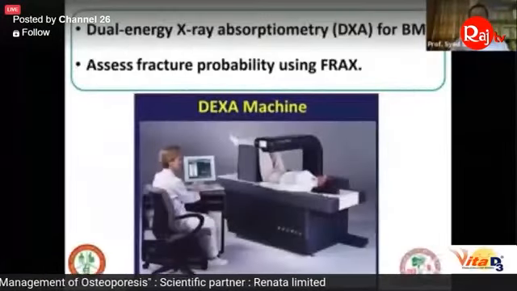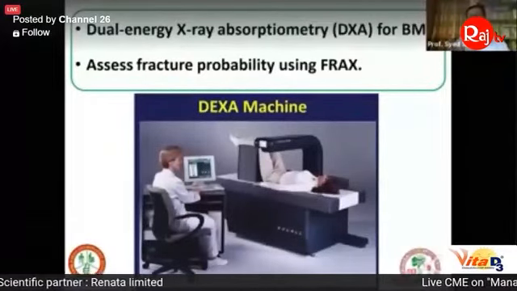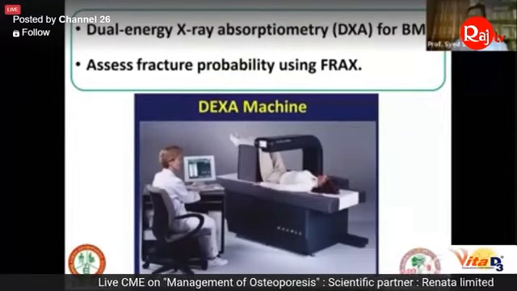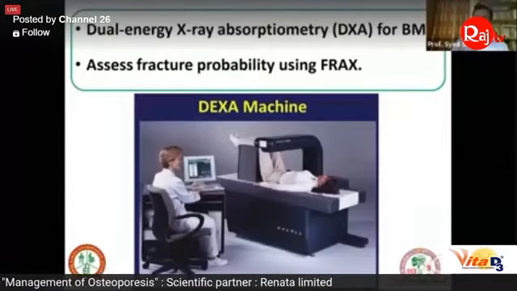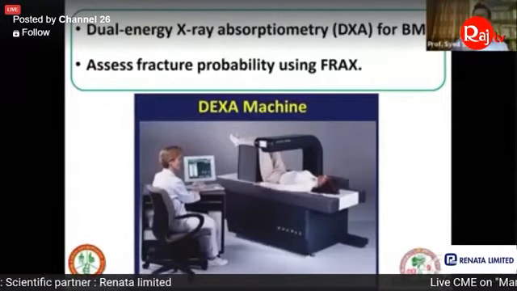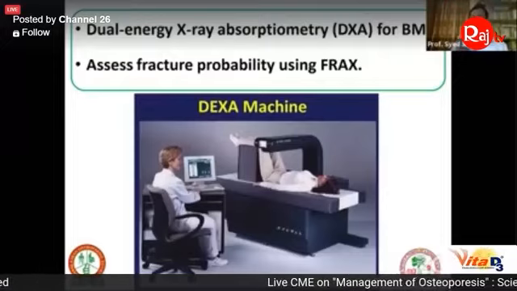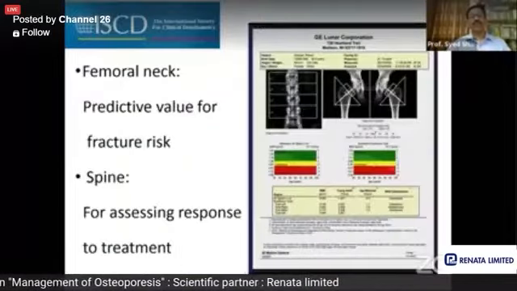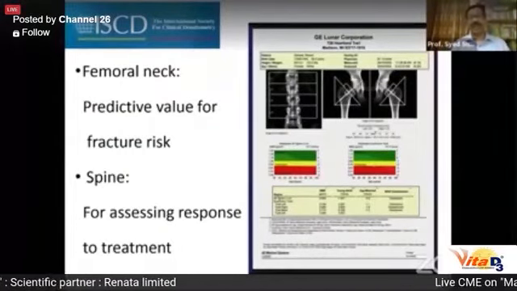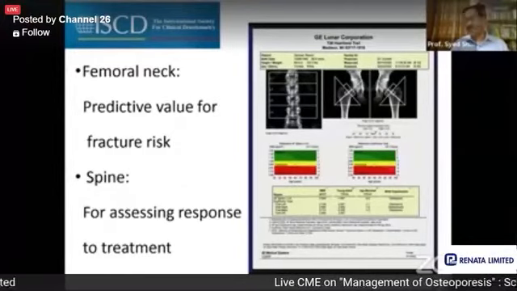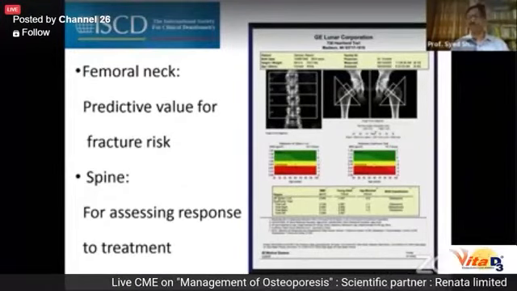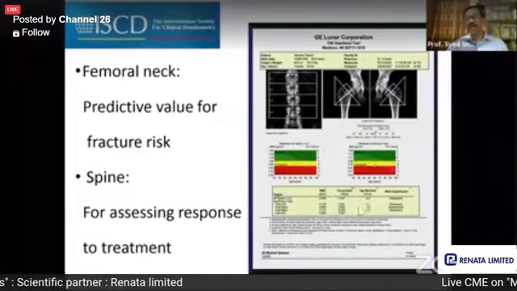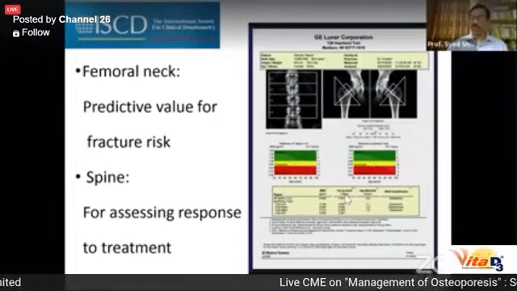This is dual energy X-ray absorptiometry for BMD. This is the machine. Remember that when we go for the follow-up of the patient, you should have BMD from the same machine, by the same technician, and reported by the same physician, so you can compare them. The International Society for Clinical Densitometry said that the femoral neck has the predictive value for fracture risk, and the spine is for assessing the response to treatment. When we advise BMD, we get this type of picture, and we can calculate from here whether the patient has osteoporosis, osteopenia, or is normal.